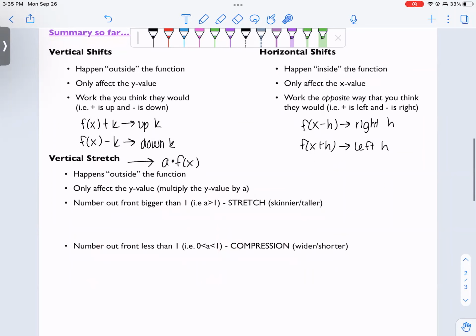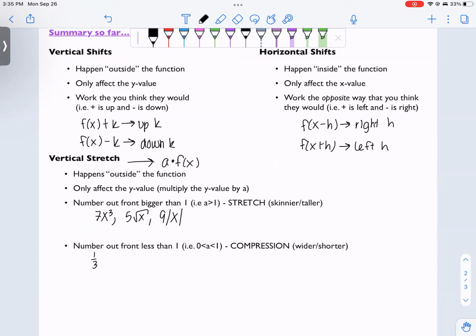So examples of stretches, if I had like 7x cubed, 7 is bigger than 1, that would be a stretch. 5 square root of x, 5 is bigger than 1, that would be a stretch. 9 absolute value x, 9 is bigger than 1. So those would all be stretches.